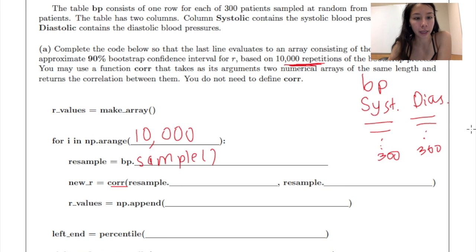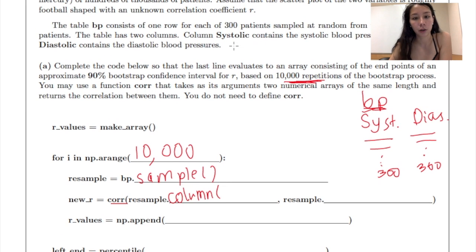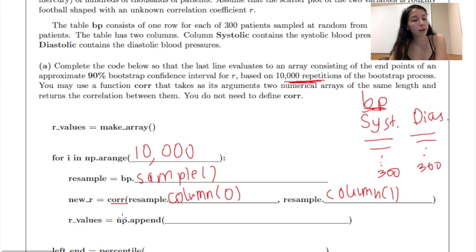So we want to be looking at resample, which is the new table, which is resampling this table BP, and we want to be looking at the 2 columns because those are arrays. And we want to find the correlation between the systolic and diastolic blood pressures. So we can look at column 0 and 1. Or, if you want to write it out, just systolic and diastolic. Alright, and then to r values, we want to append the new r. So we will just do np.append r values and new r.